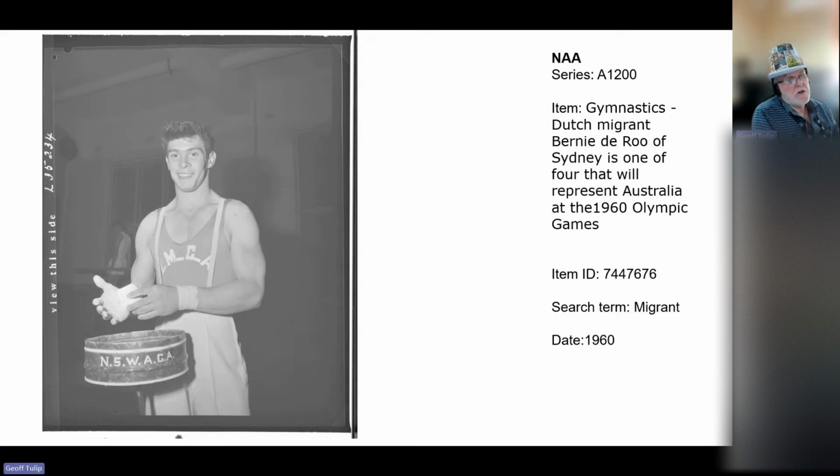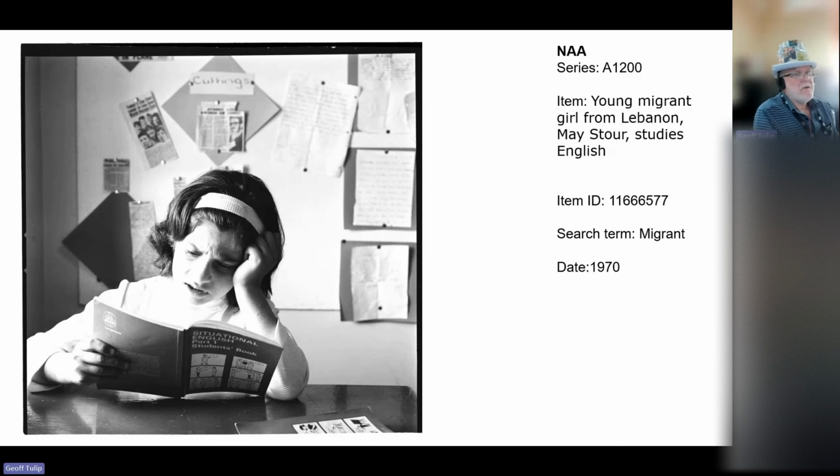So the search term here was gymnasts. And this is the Dutch migrant Bernie de Roo of Sydney. And he represented Australia in the 1960 Olympic Games. Unfortunately, Bernie placed 110th out of 130 athletes. It's a bit sad, really. Anyway, here we have a young migrant girl from Lebanon. Her name is May Stour, and she's studying English. To me, that looks very painful.